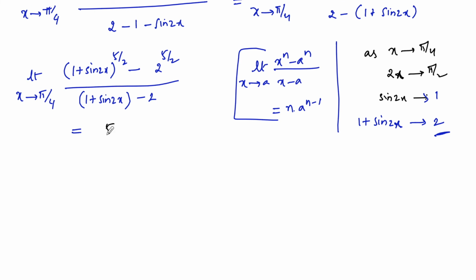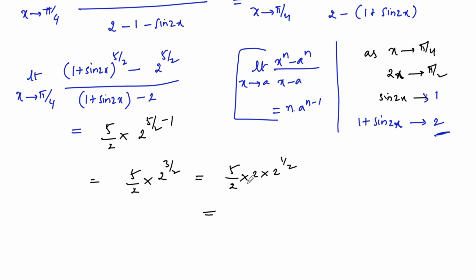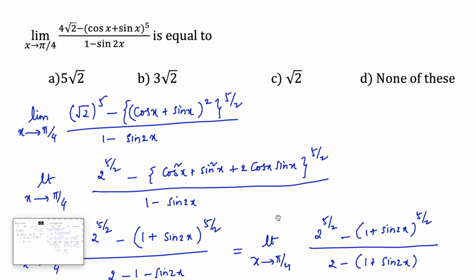So we can write here n into, that is 5 by 2 into a to the power of, that is 2 to the power of n minus 1, that is 5 by 2 minus 1. So we can write 5 by 2 into 2 to the power of 3 by 2, or we can write this as 5 by 2 into 2 into 2 to the power of 1 by 2. So we can write this as 5, 2 power 1 by 2 is root 2. So 5 root 2 is the answer. So you can go with option A.